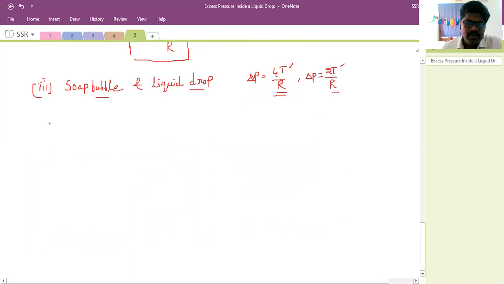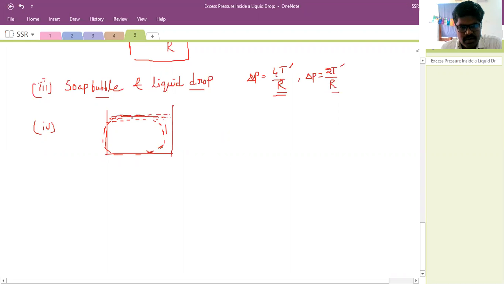Next case you can take. Suppose you have a pressure difference across a film. Suppose there is a film like this. You know already, the free surface on the container. This is the free surface of the liquid. So for this film, this film is spherical in shape. That means you can imagine a large film like this, spherical in shape. In that case, the excess pressure difference across the film having one free surface. This is the only free surface, the top surface.